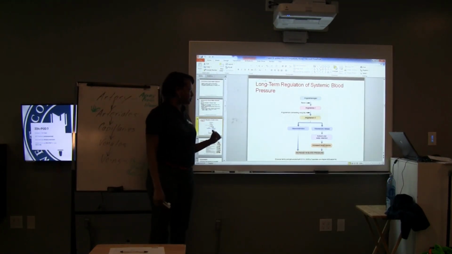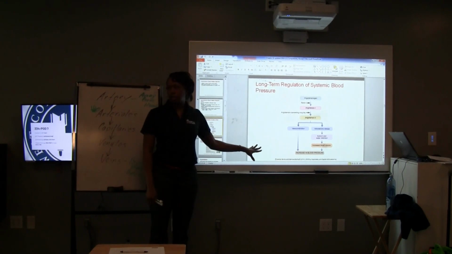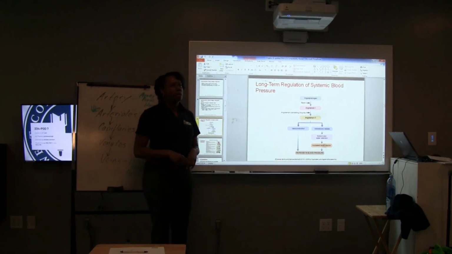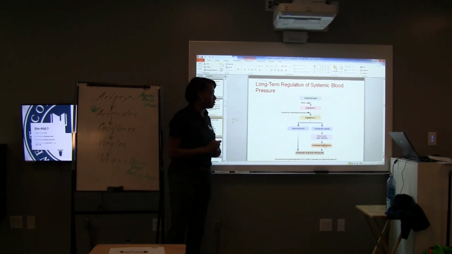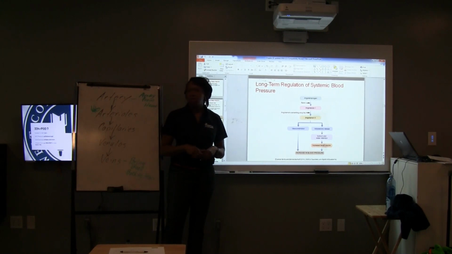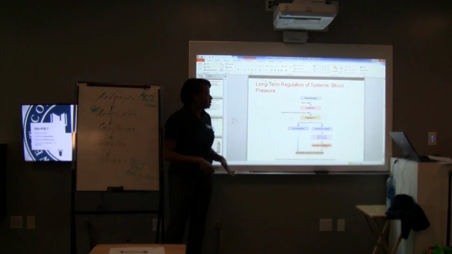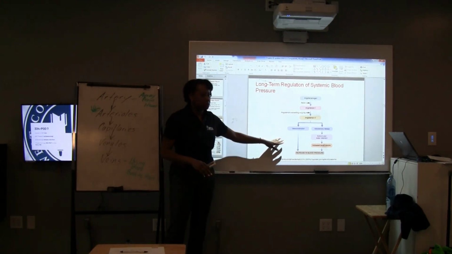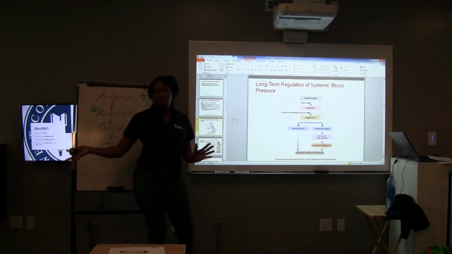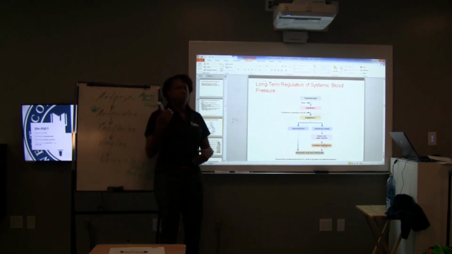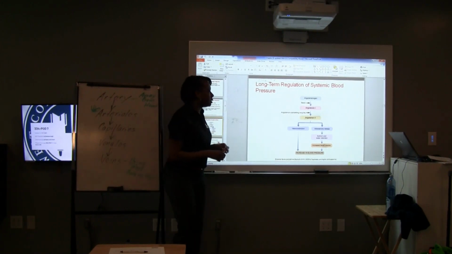So this is the long-term regulation of blood pressure. You guys remember this from anatomy and physiology, the RAS system. This should look familiar to everyone. So we know the deal. Angiotensinogen converts and all of that, getting down to vasoconstriction, aldosterone being released, causing sodium and water to retain, and the whole deal. So we know that.